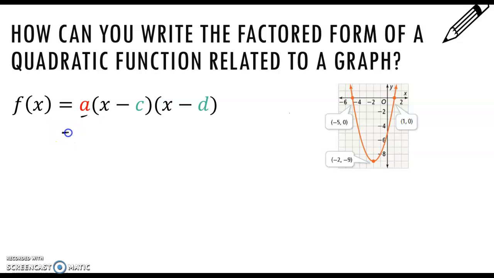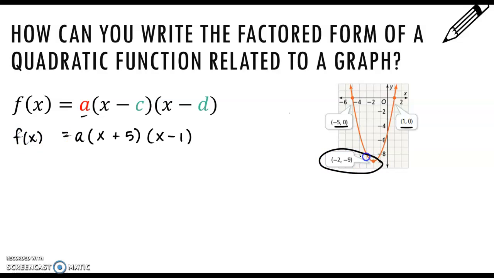So what we do is we write this so that it looks like a times, this would be x plus 5, because remember we subtract to figure out that it's negative 5. And this would be x minus 1, because we add 1 to figure out that it's positive 1. But we just don't know what a is. So the way we figure that out is we say, well, we know this other point on our parabola. We're going to use that other point to figure out what a is. And our other point is at x equals negative 2, so we're going to use negative 2, and our answer would be negative 9, because that's our y-coordinate.